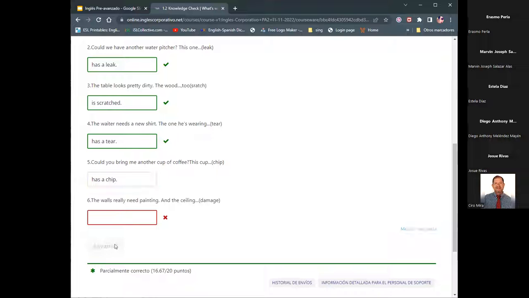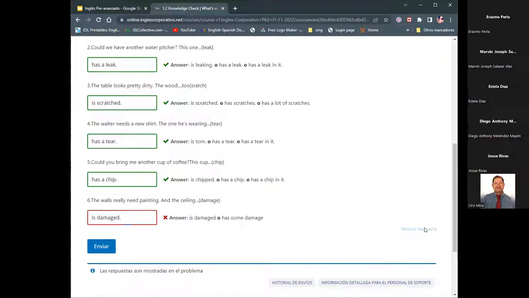Let's see. Yes, it's correct. Has a chip. And this one, the walls really need painting and the ceiling is damaged, right? Period. Let's see, is damaged. Yes, it should be is damaged or has some damage. Let's see, has some damage.